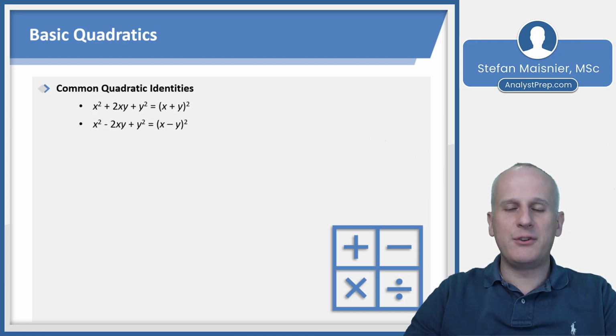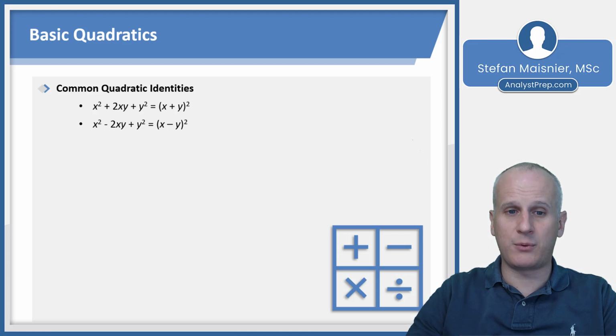Then if you see a quadratic in the form of x squared minus 2xy plus y squared, well, that's going to be the binomial x minus y times itself, or squared, because x times x is x squared, x times minus y is minus xy, x times minus y is minus xy, so 2 minus xy's, and then minus y times minus y, the minuses cancel out, and we end up with a positive y squared.